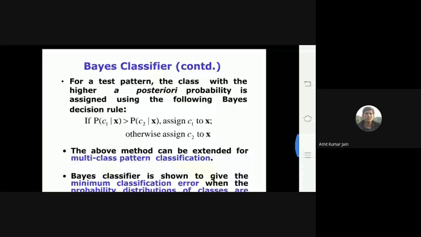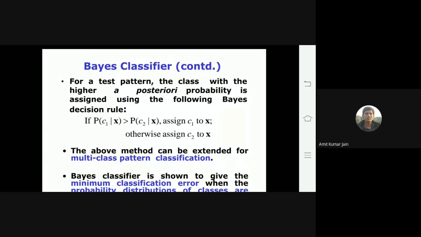So let's say you are trying to classify a test sample X, and we are solving a binary classification problem. The question is whether X will belong to class C1 or C2. Then what you have to check is one condition, one decision rule. The decision rule says that if the posterior probability of a class is greater than the posterior probability of another class for that testing sample, then that testing sample will belong to the class for which the posterior probability is the maximum one.